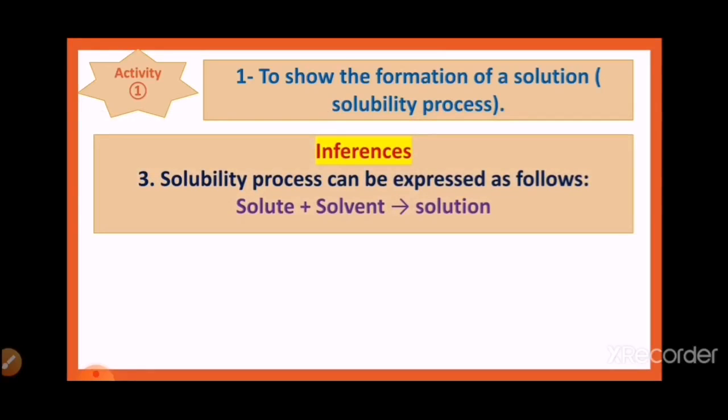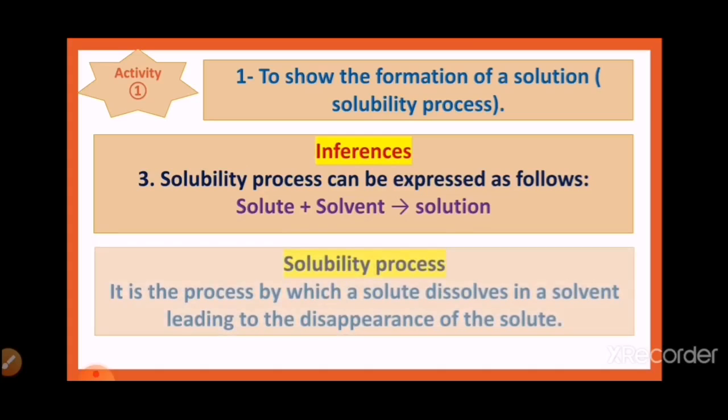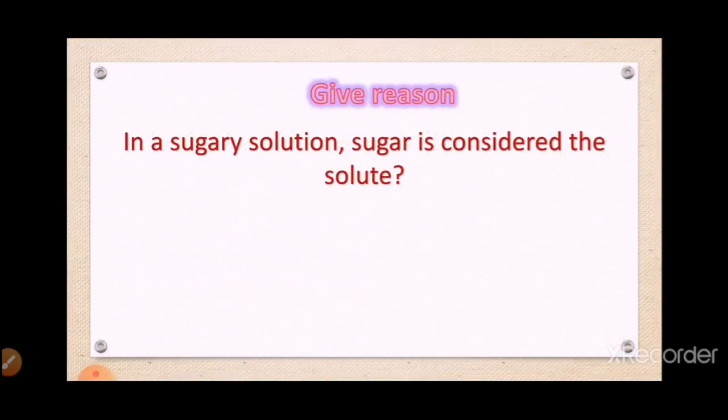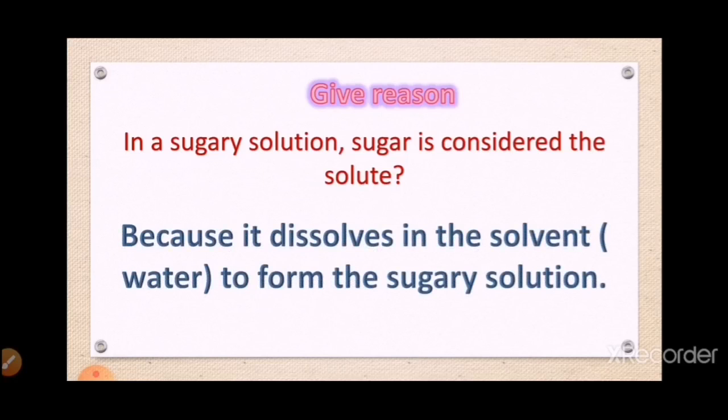Also, solubility process can be expressed as follows: solute plus solvent giving us solution. So what is solubility process? It's the process by which a solute dissolves in a solvent leading to the disappearance of the solute. Here a question. Give a reason. In a sugary solution, sugar is considered the solute because it dissolves in the solvent water to form the sugary solution.